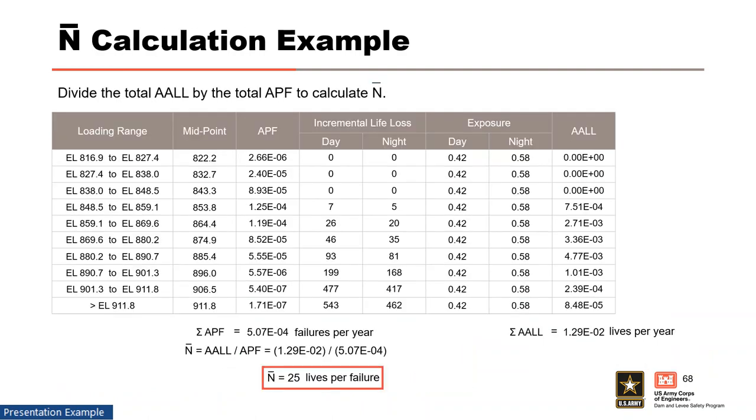We will take the average annual life loss that we just calculated and divide it by the annual probability of failure to get n bar, the average incremental life loss. The average annual life loss is 1.29 times 10 to the minus 2. We'll divide that by the annual probability of failure, which is 5.07 times 10 to the minus 4, and that gives us an n bar, which is equal to 25 lives per failure.